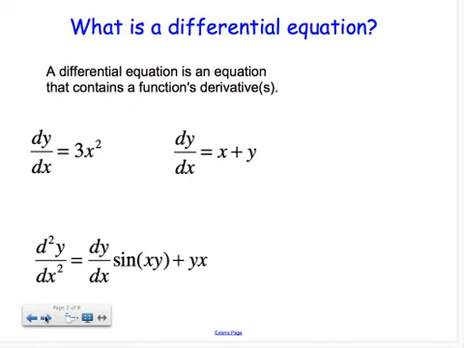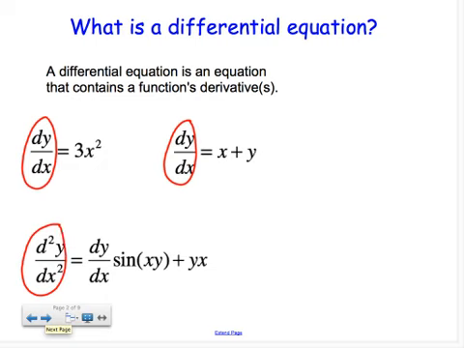dy/dx equals 3x squared, where you see the derivative of y is explicitly stated over here. dy/dx equals x plus y, where the derivative of y is over here, and you have a function of x and y on the right side. And then this example right here has actually two derivatives, the second derivative of y and the first derivative of y, and also you can see functions of x and y mixed in.